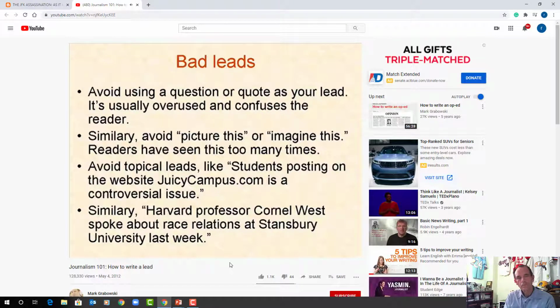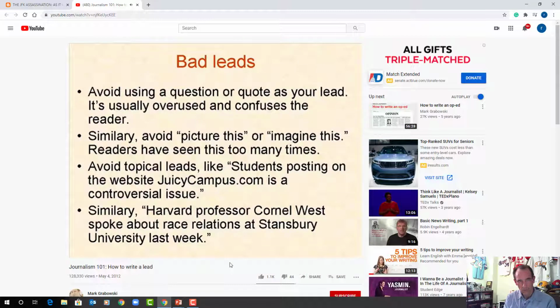That's topical leads. You really want to avoid these at all costs. For example, you might see a lead something like "students posting on the website juicycampus.com is a controversial issue." Or you might see something else where the lead says this is a controversial issue. Well, that's not a good lead, all right? Instead, what you want to do is explain in your lead why it's controversial.